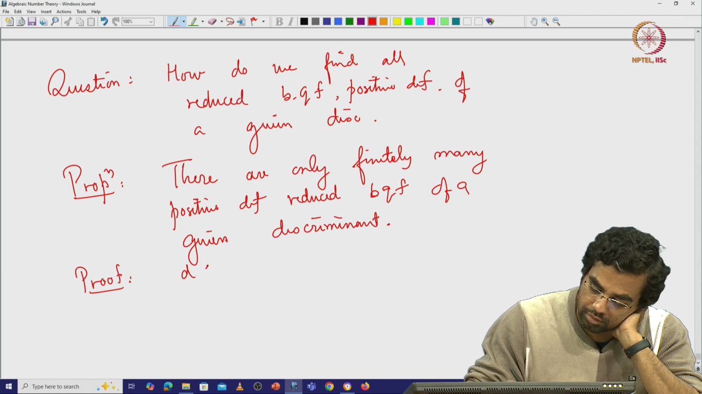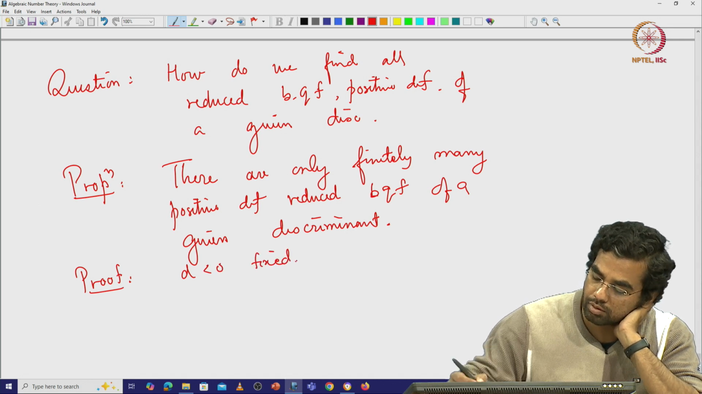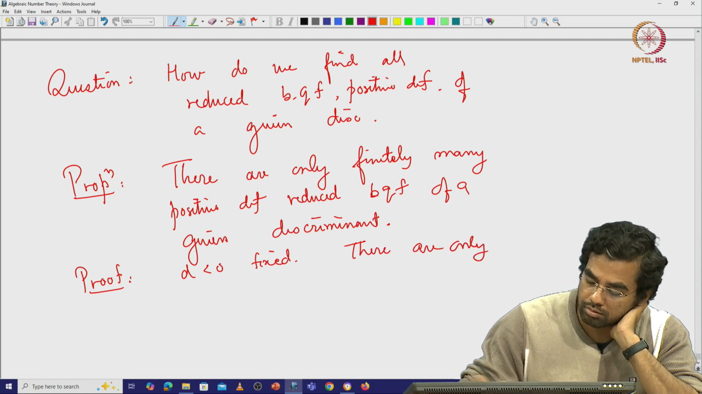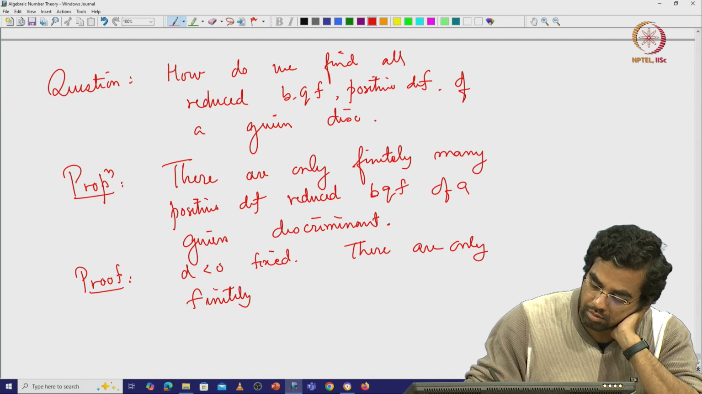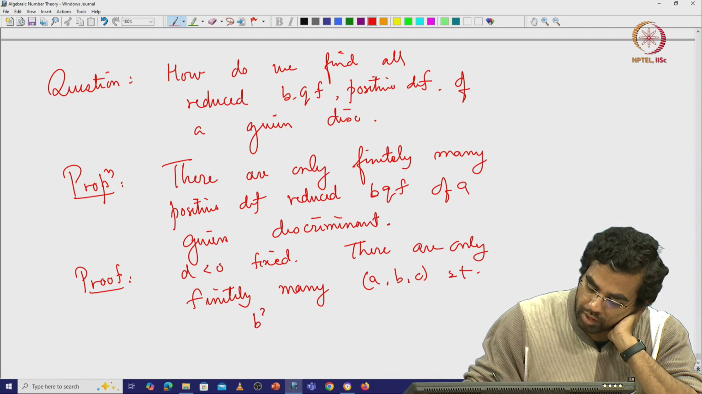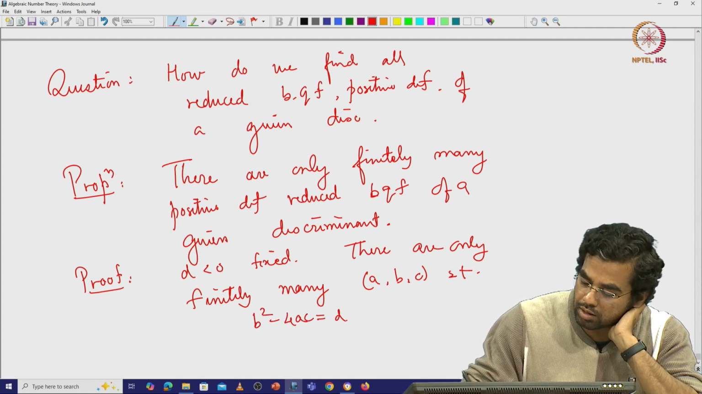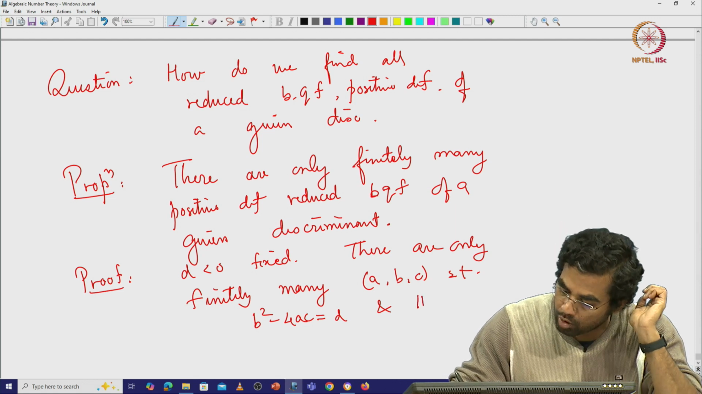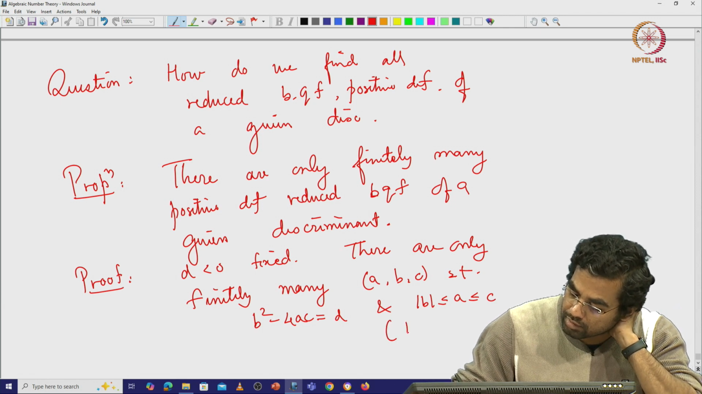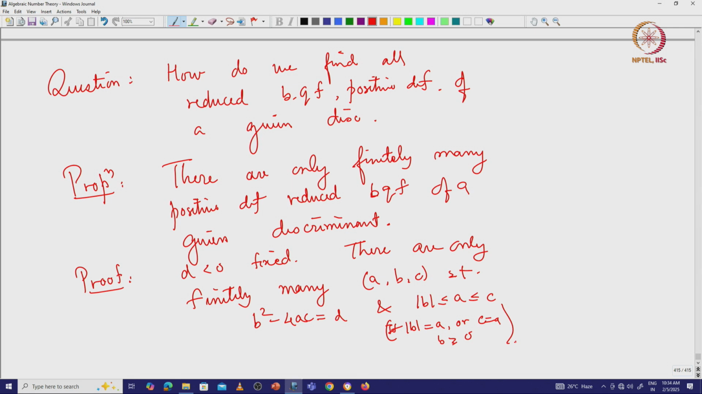So D is fixed. Then there are only finitely many ABC such that B squared minus 4AC is equal to D and mod B is less than or equal to A is less than or equal to C, and the other thing is not even needed, but if A is equal to C, then B is greater than or equal to 0. Okay, so there are only finitely many things like this, and why is that?